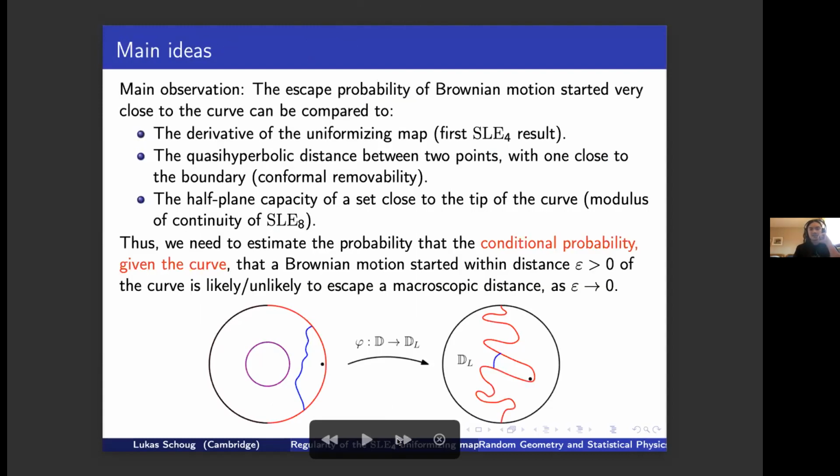So the object then is to estimate the conditional probability that a Brownian motion started within distance epsilon of the curve is likely or unlikely to escape a macroscopic distance. So that's the kind of estimate that we want to deduce.